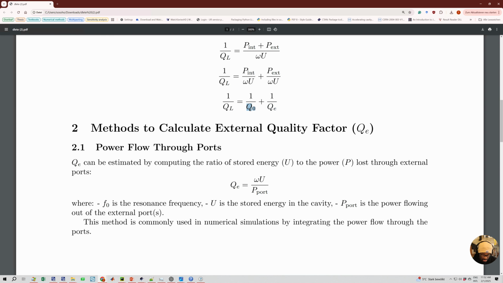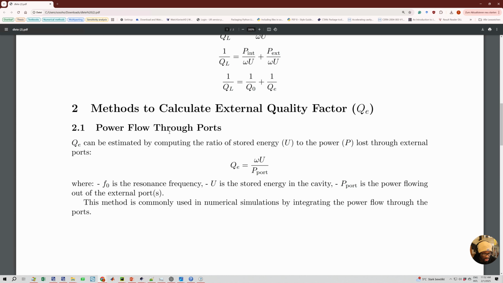This one is pretty straightforward, in the sense that there's really no confusion about it, at least in CST Studio. But for the external quality factor, over the years there has been some confusion, at least for me, because as I'll show you, from the different versions of CST Studio you have different definitions of the external quality factor.